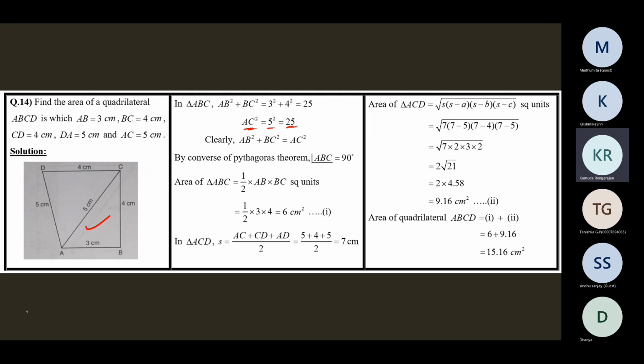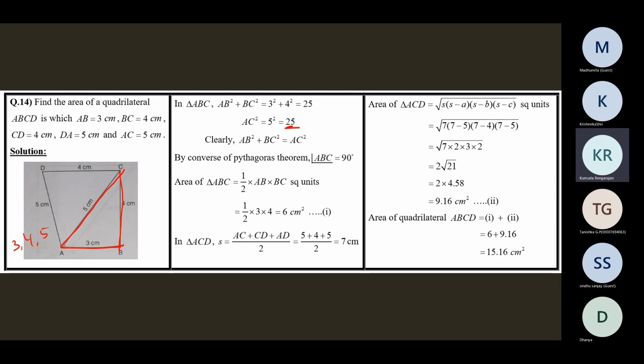See, we are talking about the triangle ABC. If you remember in 8th standard, we know that 3, 4, 5 form a Pythagorean triplet. That means they form the sides of a right triangle. 5 is the longest side. So square that separately. AC square, 25.